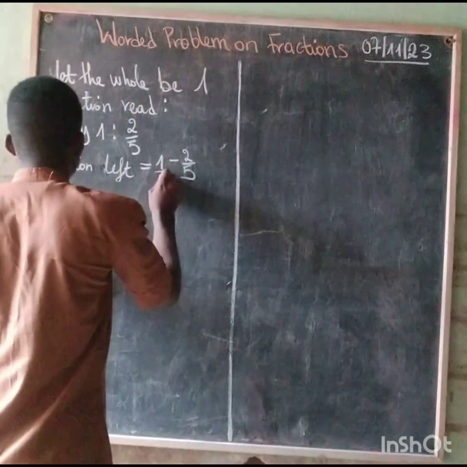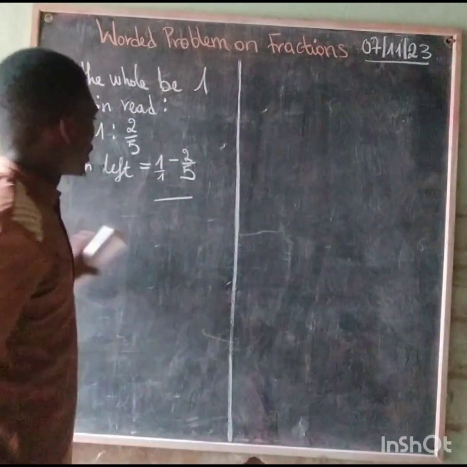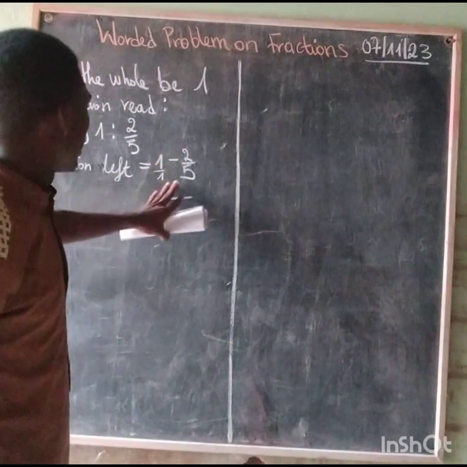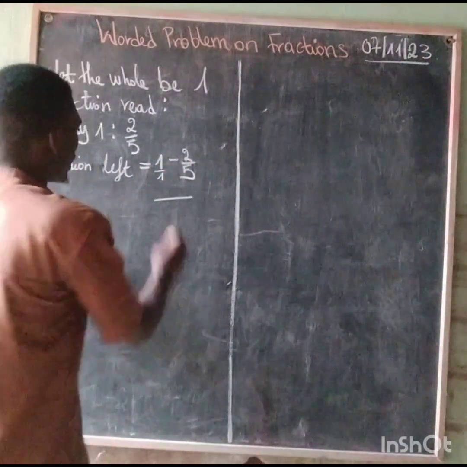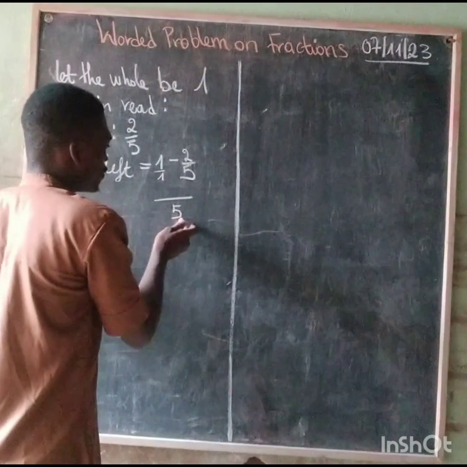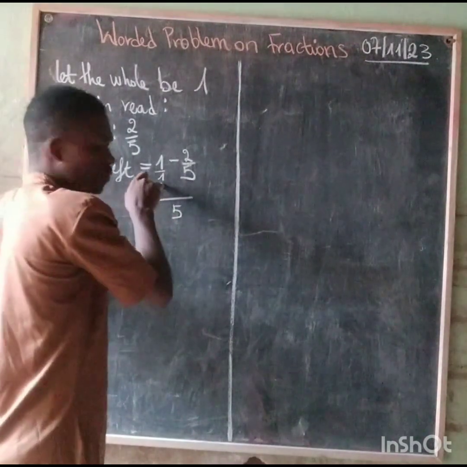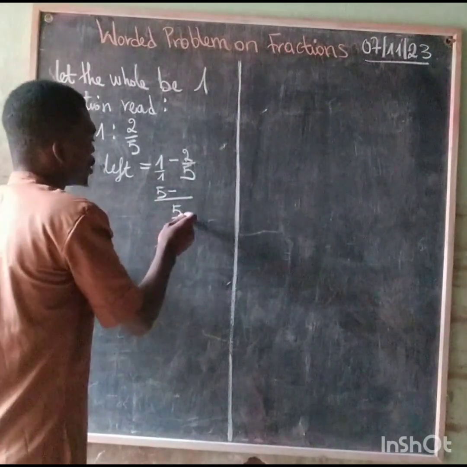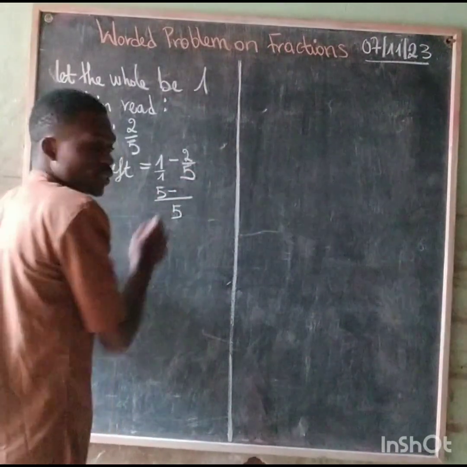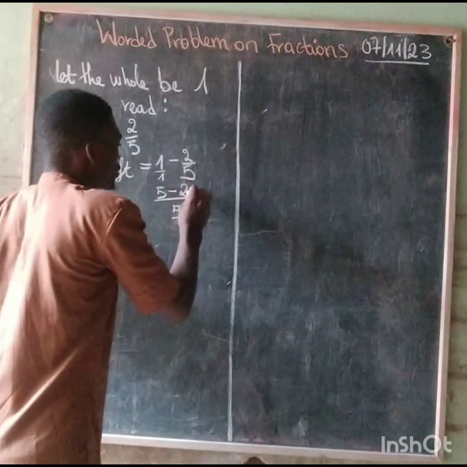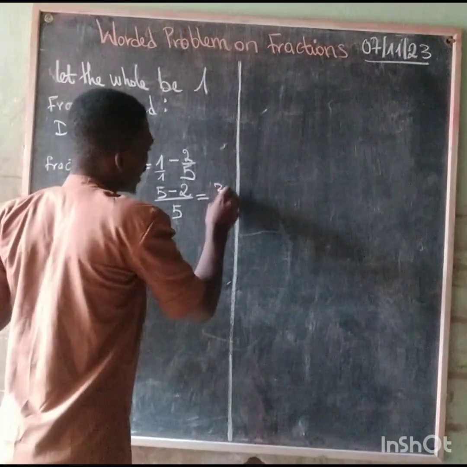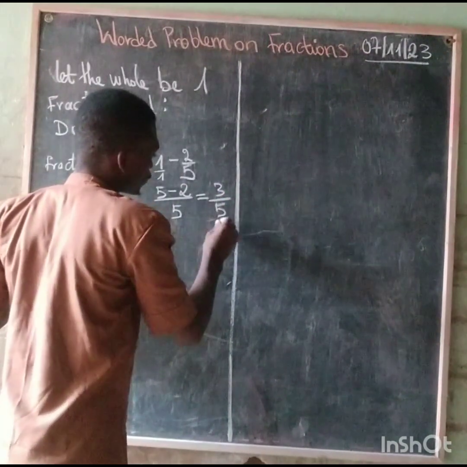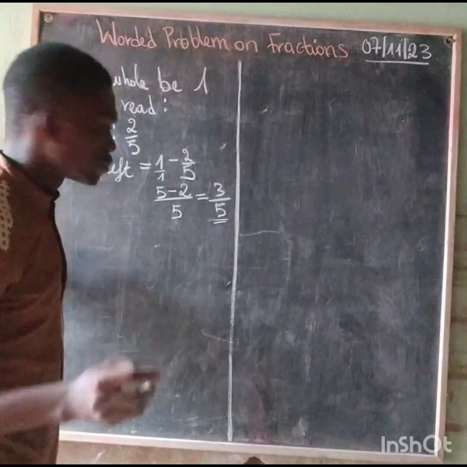And now we have to use LCM to find 1 minus 2/5. The LCM will be 5. 5 divided by 1 is 5, times 1 is still 5, minus 5 divided by 5 is 1, times 2 is 2. So he still has 3/5 of the book to read.